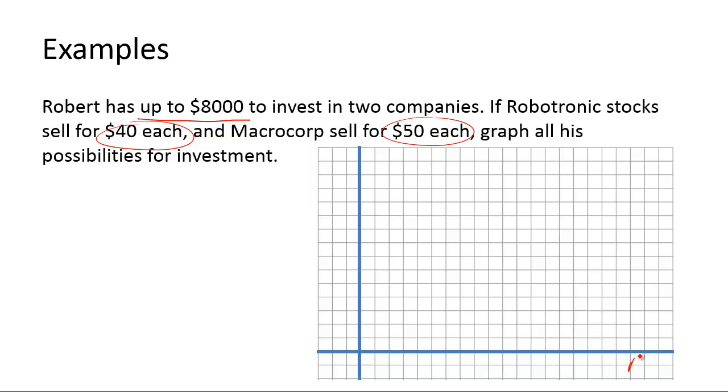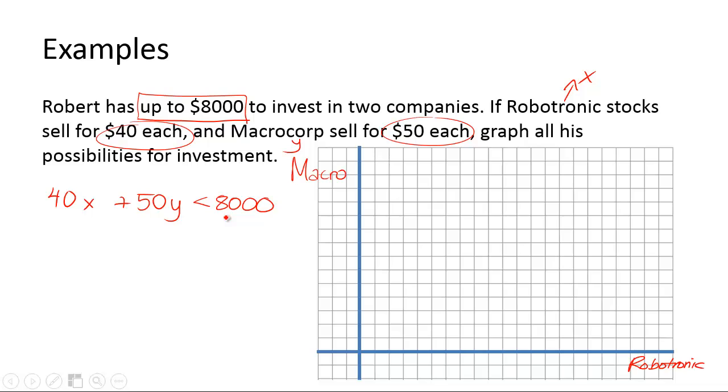So let's have Robotronics on the x-axis and our Macrocorp stocks on the y-axis. So Robotronics is our x, Macrocorp's our y. So essentially, every x is multiplied by 40 to get a dollar amount, and every y is multiplied by 50 because each of those are sold for $50. And we can only spend up to $8,000, so it has to be less than $8,000.